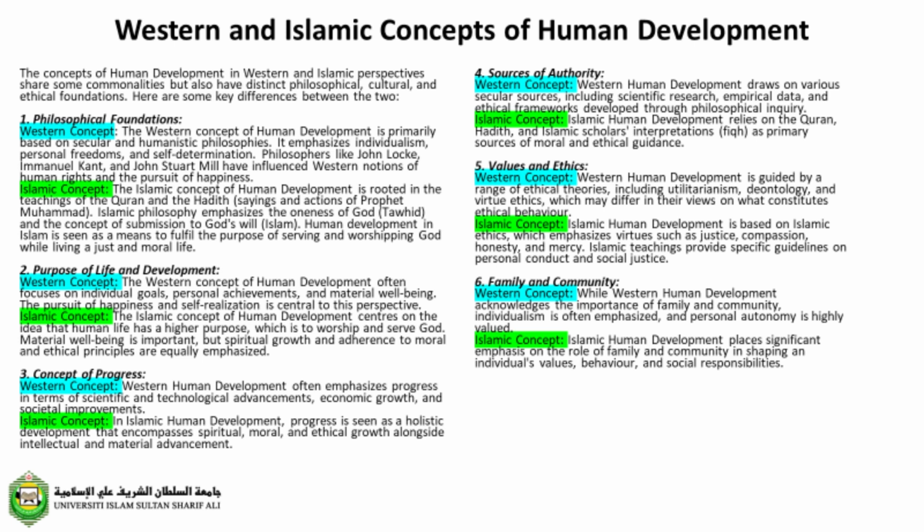2. Purpose of life and development. Western concept. The Western concept of human development often focuses on individual goals, personal achievements, and material well-being. The pursuit of happiness and self-realization is central to this perspective. Islamic concept. The Islamic concept of human development centers on the idea that human life has a higher purpose, which is to worship and serve God. Material well-being is important, but spiritual growth and adherence to moral and ethical principles are equally emphasized.